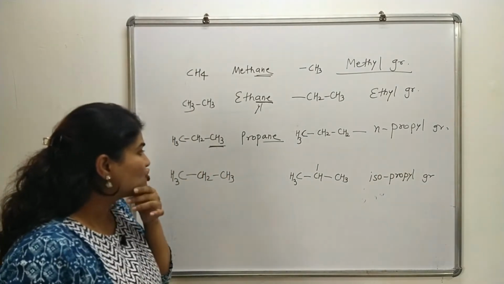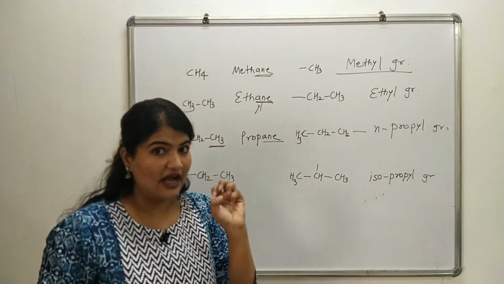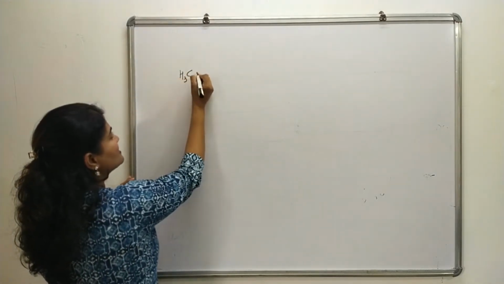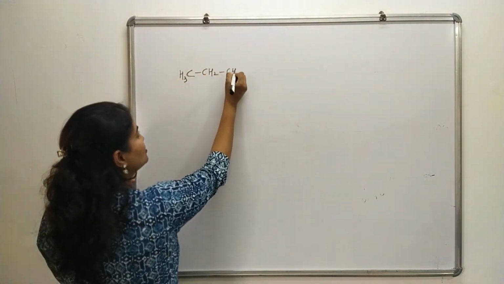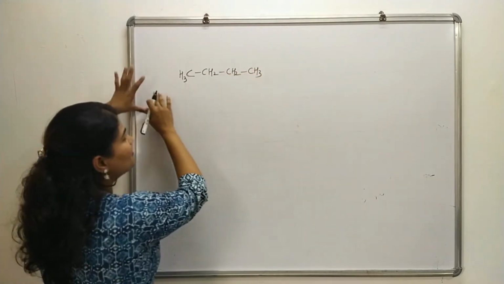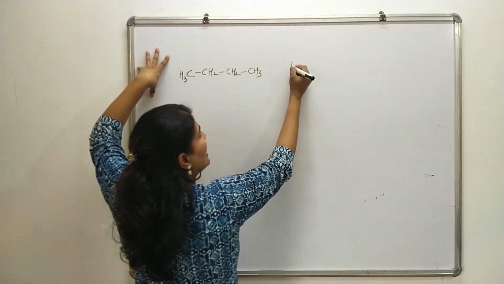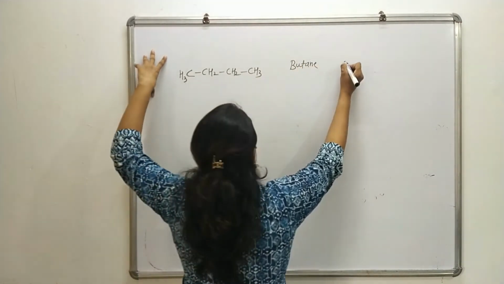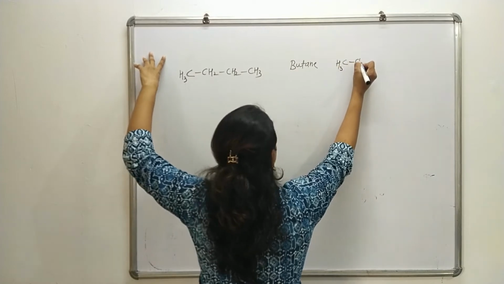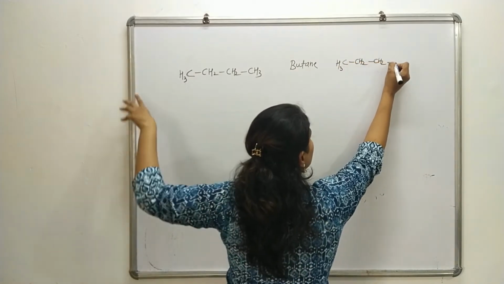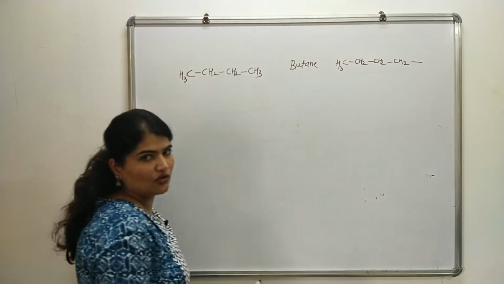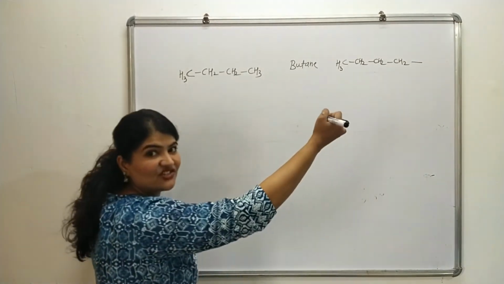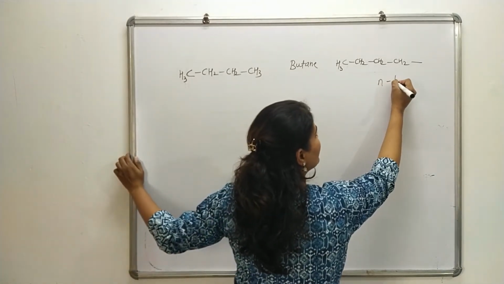Now let's talk about the 4 carbon hydrocarbon, which is butane. For butane, CH3, CH2, CH2, CH3. This is our plain butane molecule, and if I remove a terminal hydrogen from this, then what will I get? CH3, CH2, CH2, CH2 and a bond open for substitution. This will be called butyl, and as it is a straight chain alkyl group, I will call it the N-butyl group.